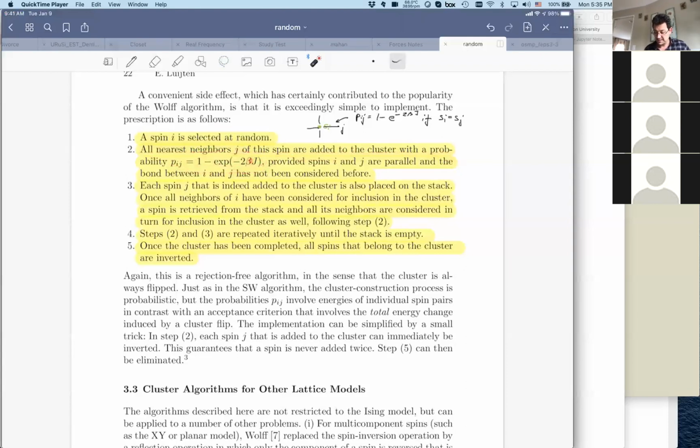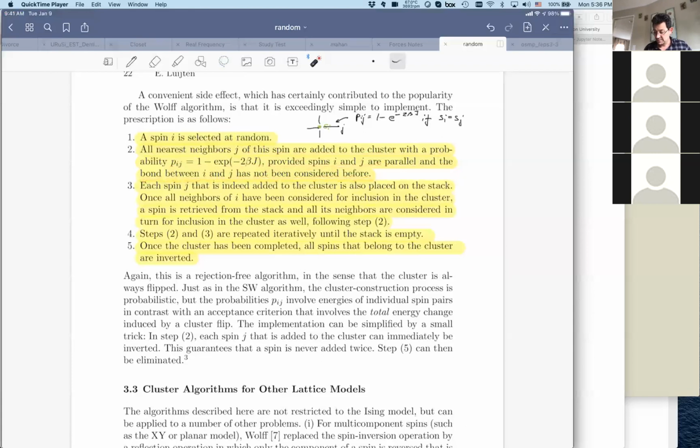At zero temperature, when beta is very, very large, we always accept all the spins that point in the same direction. So basically, at zero temperature, the cluster is the same as the domain. But at finite temperature, the cluster is not the same as the domain. The cluster is smaller than the domain. So we add to the cluster with probability 1 minus e to the minus 2 beta J, provided that spins i and j are parallel and the bond between i and j has not been considered before.